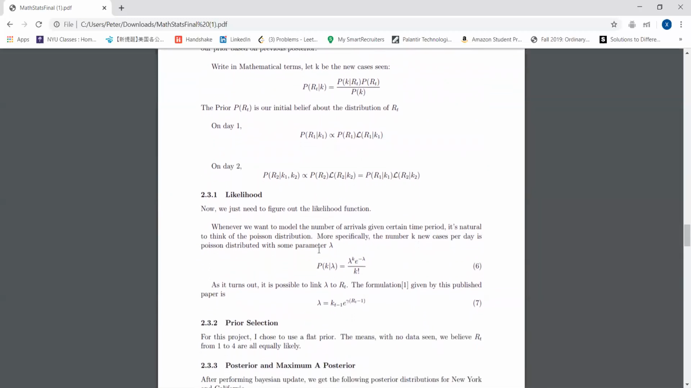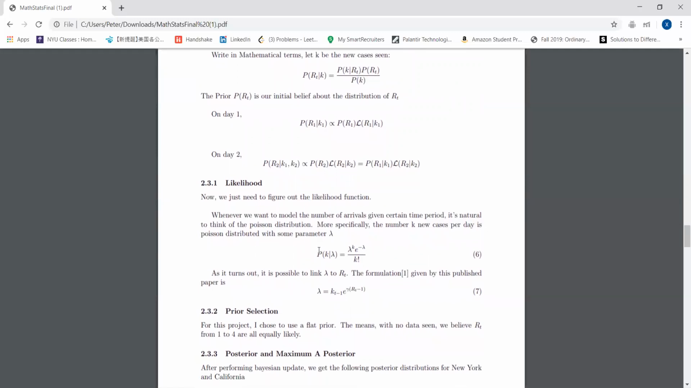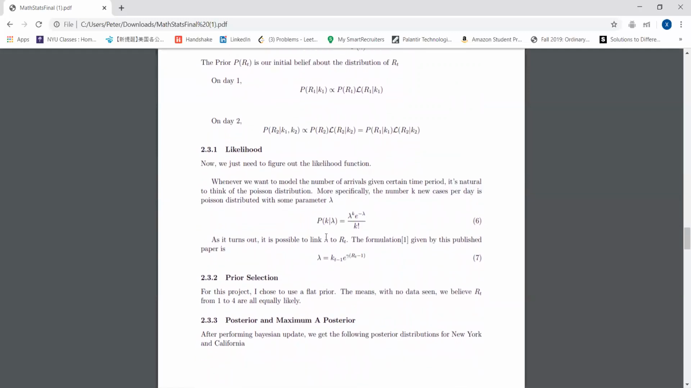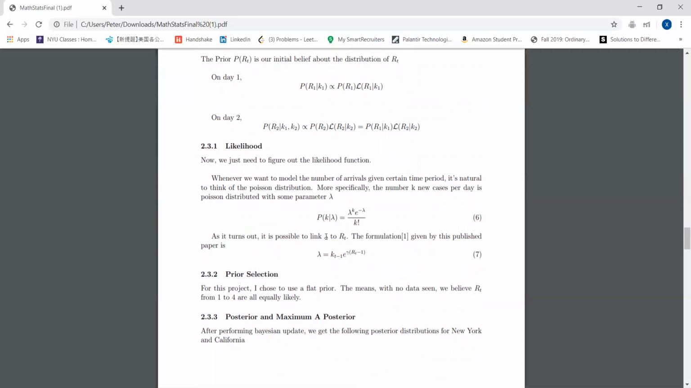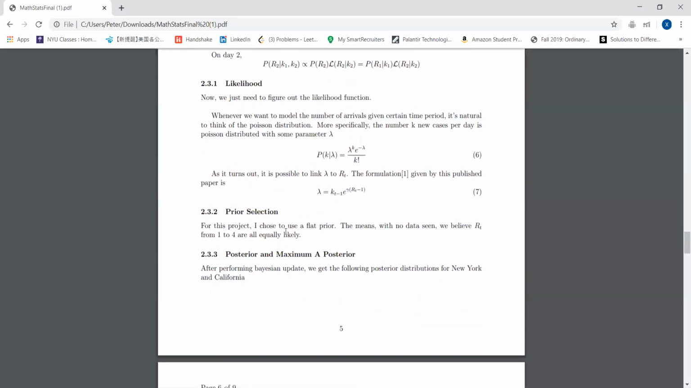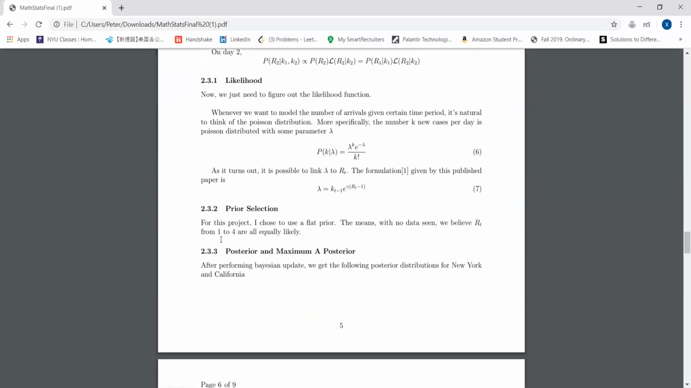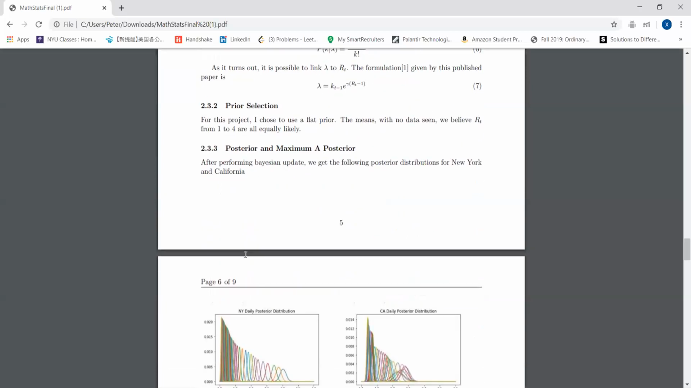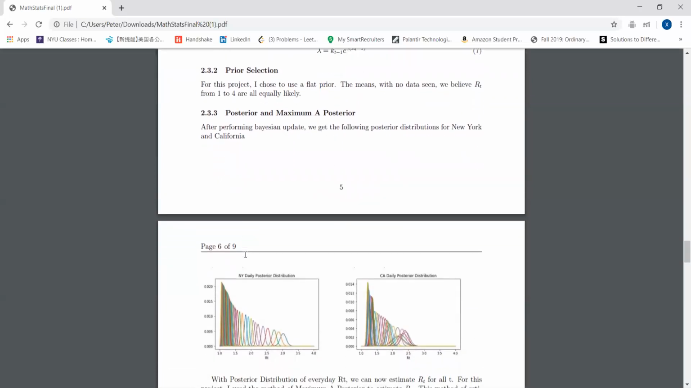There are actually two missing elements from our calculation here. One is the likelihood. It should be intuitive, because when you want to model the number of arrivals in a certain time period, it should be a Poisson distribution. For the prior selection, for this project I just used a flat prior, and I assumed that R naught values from 1 to 4 are equally likely. So we have all the elements that we need.